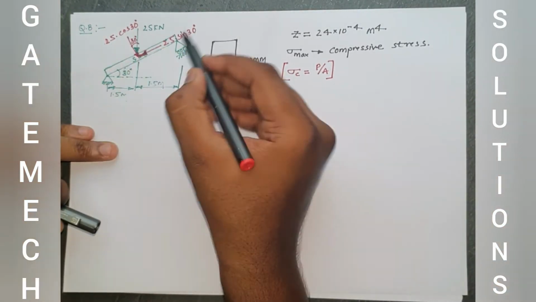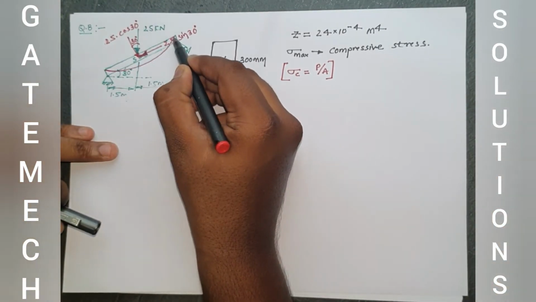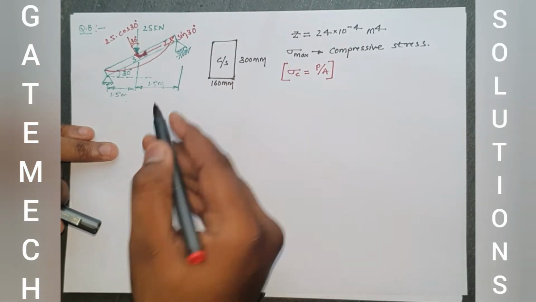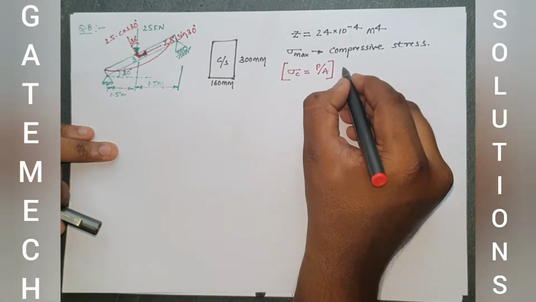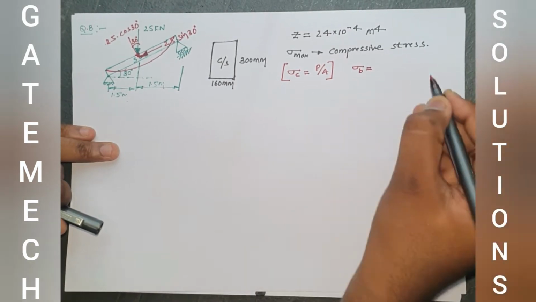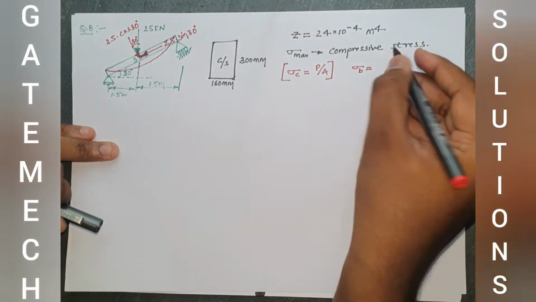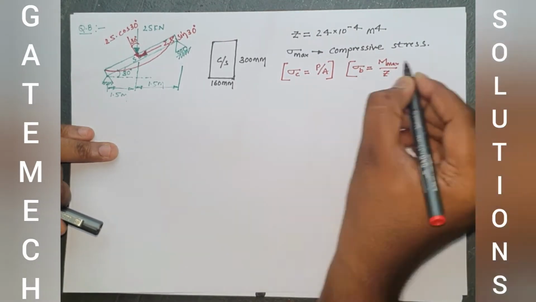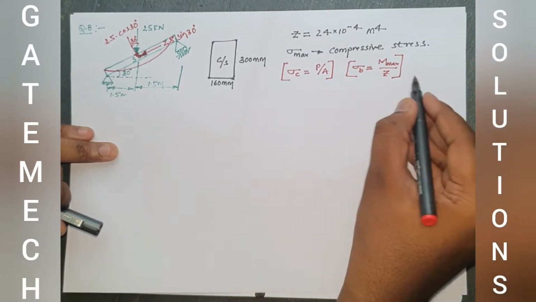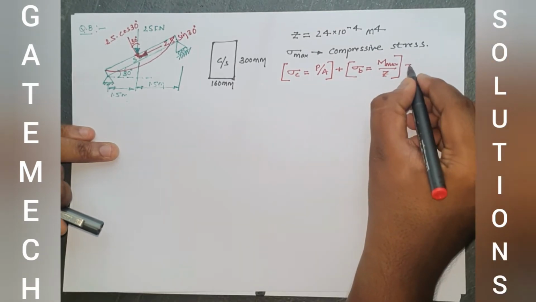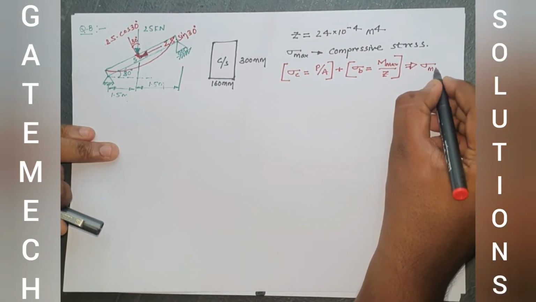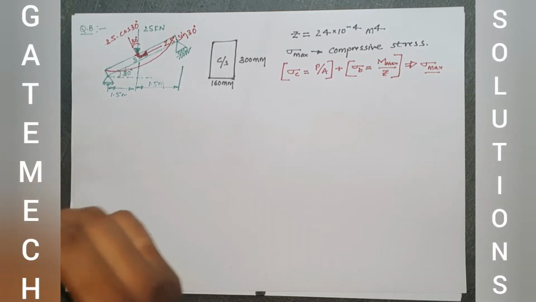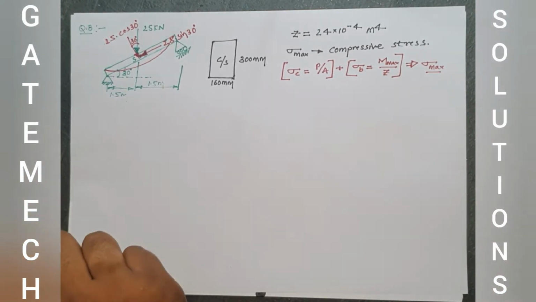And because of 25 cos 30, the beam will bend like this. If the beam bends, the top fibers are subjected to compression, whereas the bottom fibers are subjected to tension. So if you take the top fiber, the bending stress is given as the bending, and that is also compressive. Maximum bending moment divided by section modulus Z. So this is also compressive stress, both can be added. So this is what exactly is called the maximum bending stress inside the beam material.